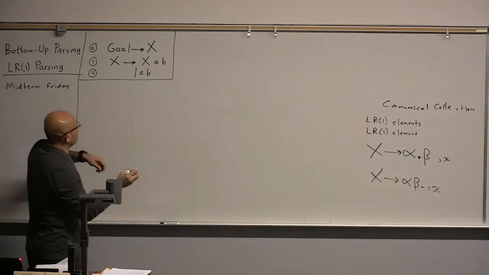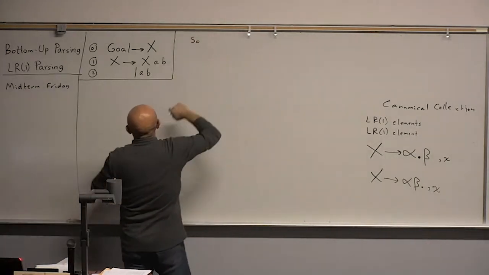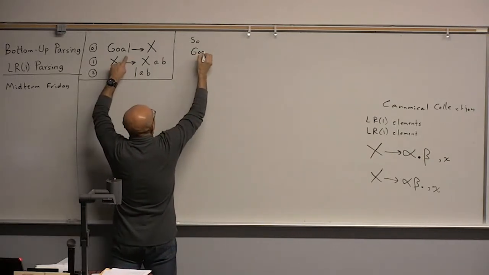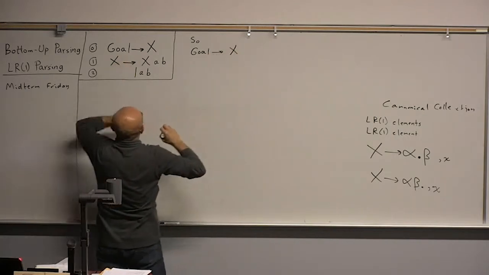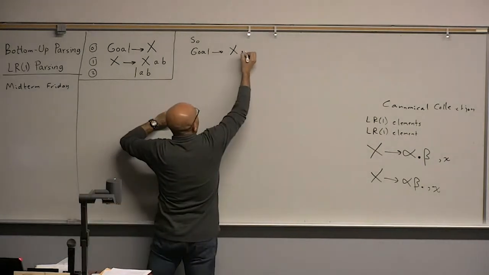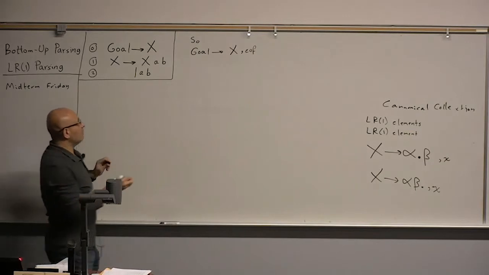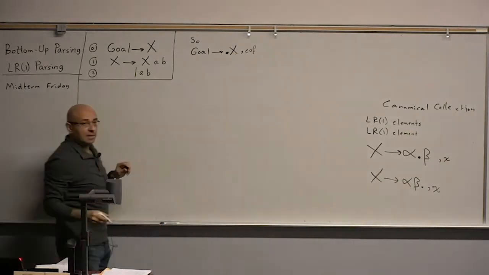Okay, so the first thing that we do is state S0, the initial state. State S0 is always the standard goal rule, with the goal going to X. And what should the look ahead be? End of file. And where should we put the placeholder? Before the X. So this is easy. This is the first step.